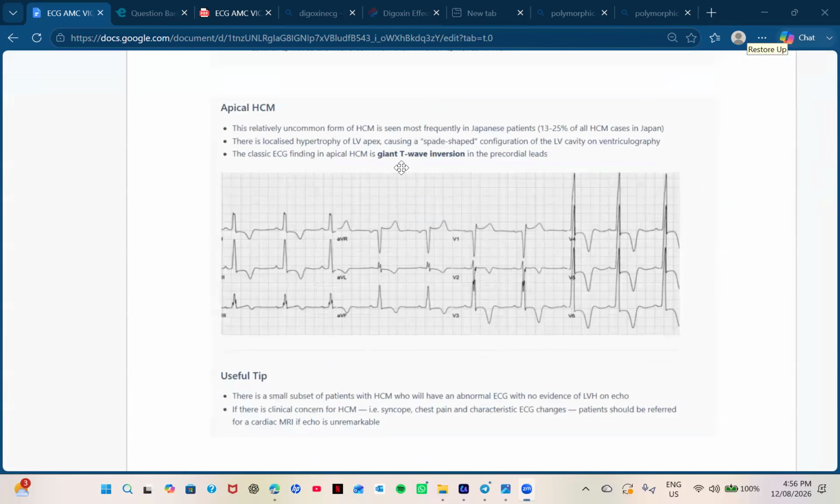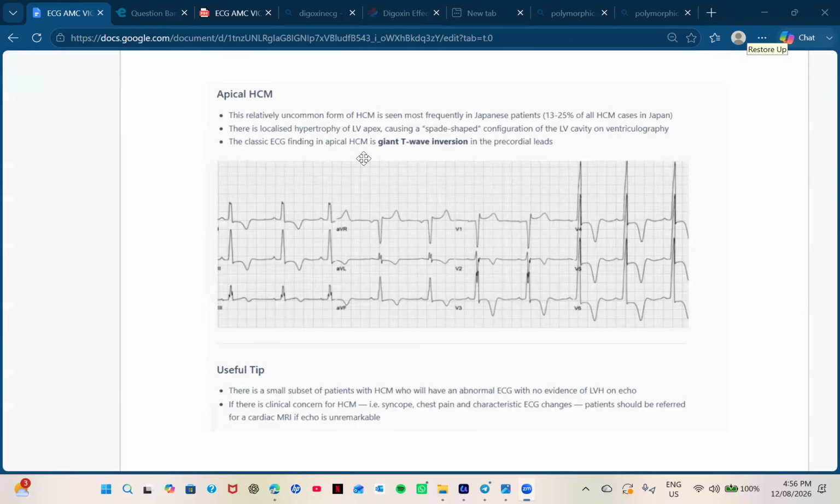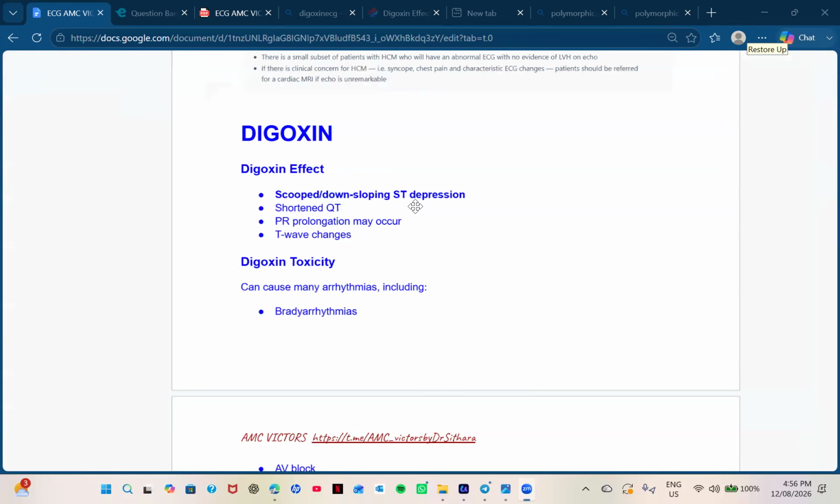Another thing, if it is apical HOCM, apical hypertrophic cardiomyopathy, you can see the giant T wave inversion. The apical one is giant T wave inversion. Here you can see the giant T wave inversion, right? But it is only in apical hypertrophic cardiomyopathy, and it's very uncommon, right?